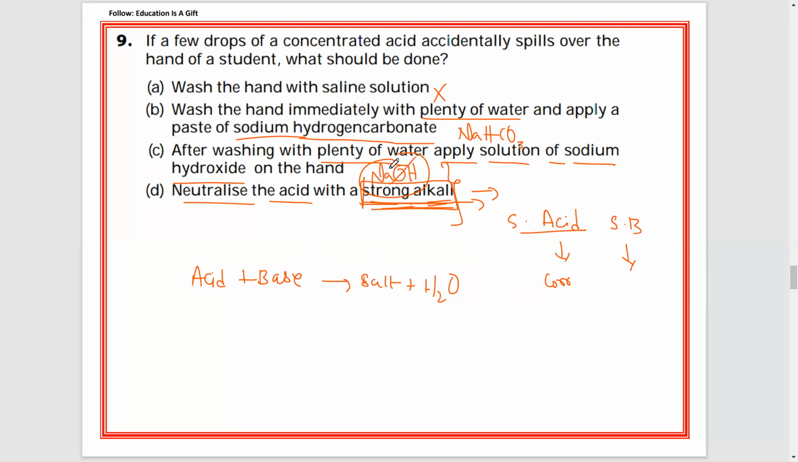So we should not use NaOH, we should not use strong alkali, but we need to use this mild base, very weak base, that is NaHCO3. So the answer is B. We need to wash, and then we need to add this one, NaHCO3, sodium hydrogen carbonate.